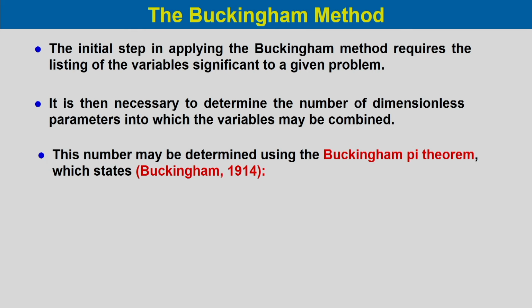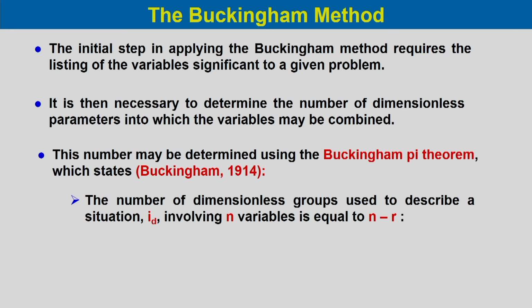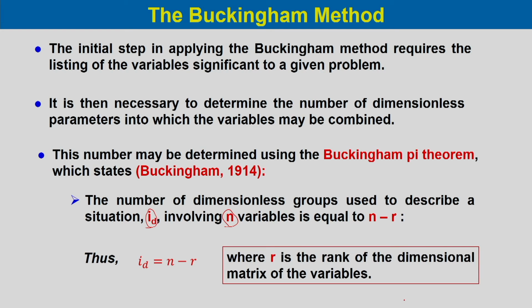This number may be determined using the Buckingham pi theorem, and this theorem states that the number of dimensionless groups used to describe a situation, that is i D, the number of dimensionless groups involving n variables, should be equal to n minus r. That means, i D would be equal to n minus r, where r is the rank of the dimensional matrix of the variables.